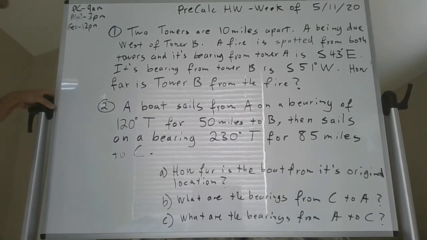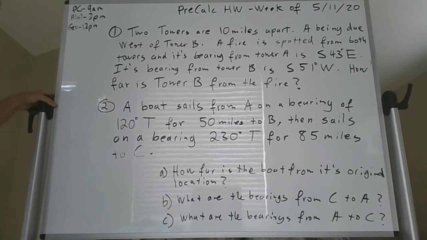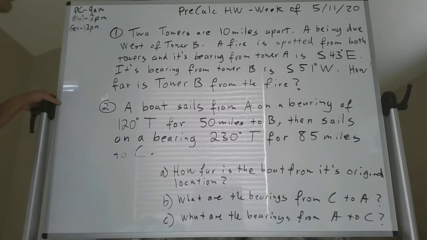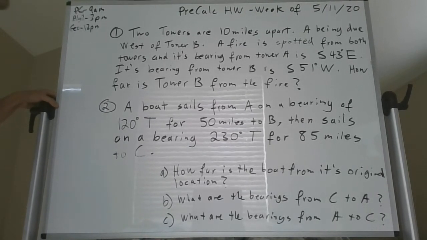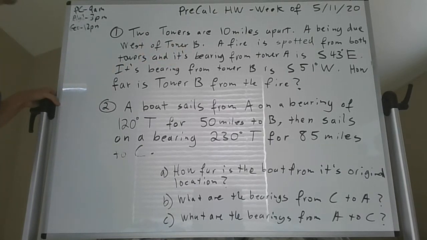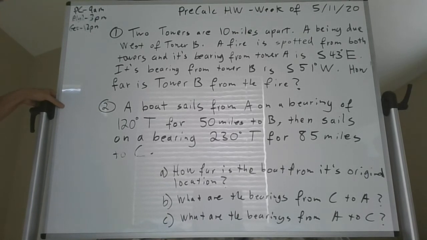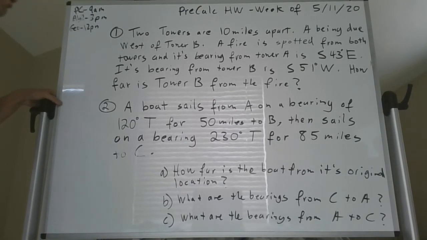So number one is the difficult one, right? Oh no, so number one, sorry, this easier one is what we just did, okay? It's not the true bearing one, all right? Two towers 10 miles apart, literally just like what we did. A being due west of tower B, fire is spotted, okay, and it tells you the direction, and so on and so on. Okay, number two, a boat sails from A with 120 degrees true bearing, 50 miles to B, and then sails on a bearing 230 degrees true bearing for 85 miles to C.